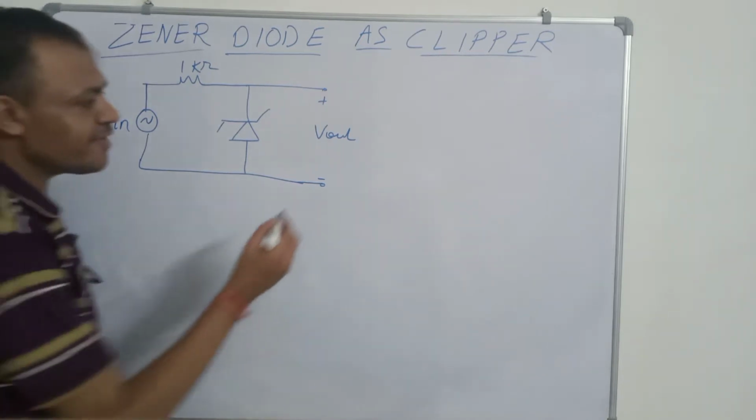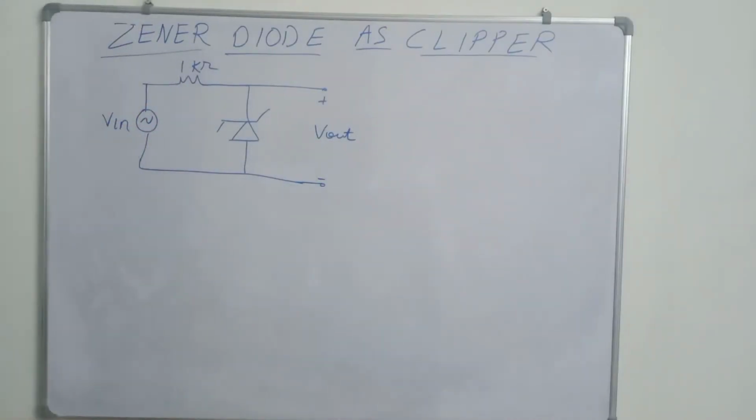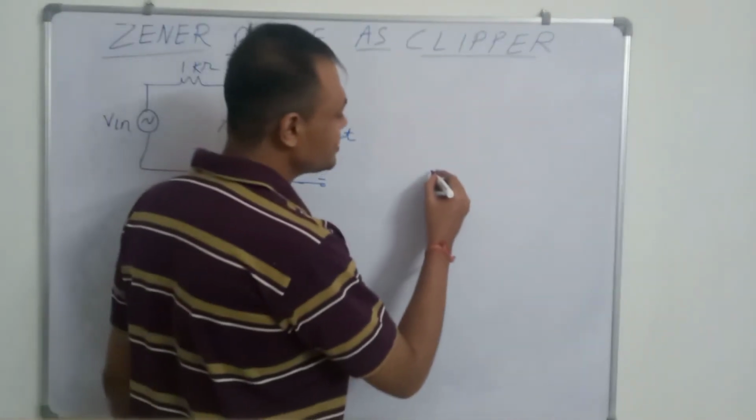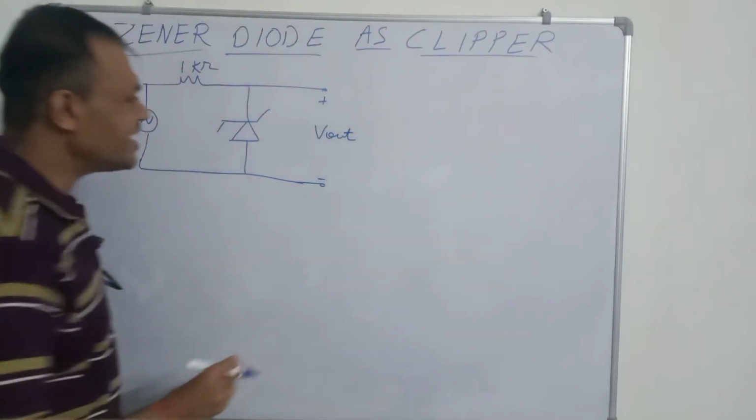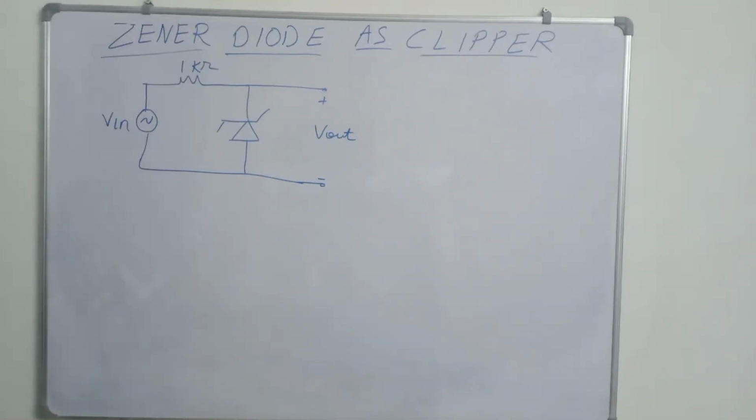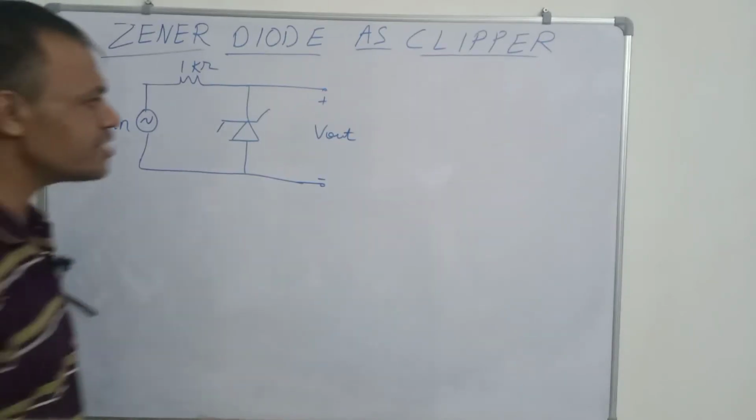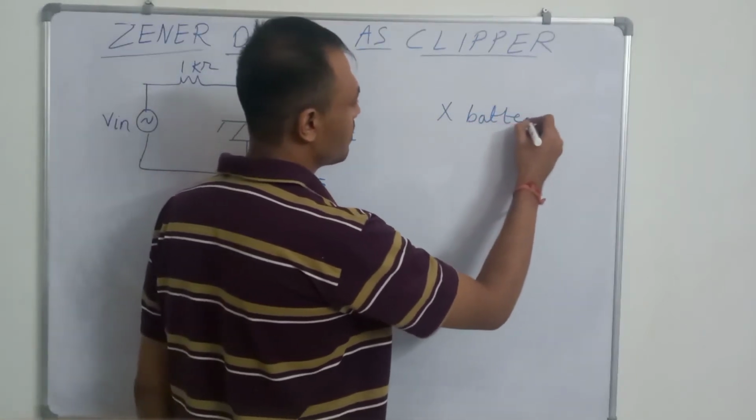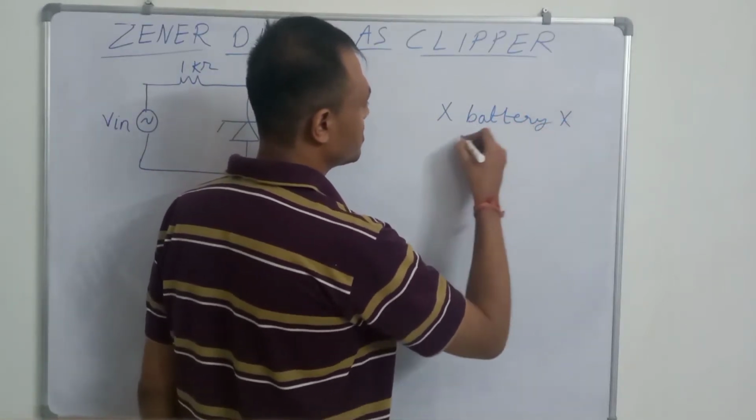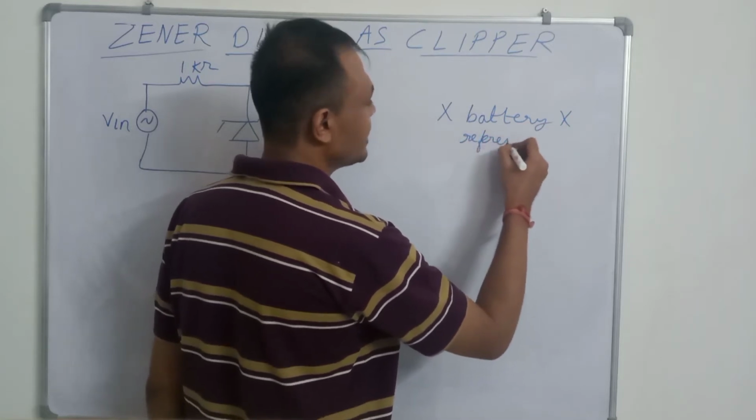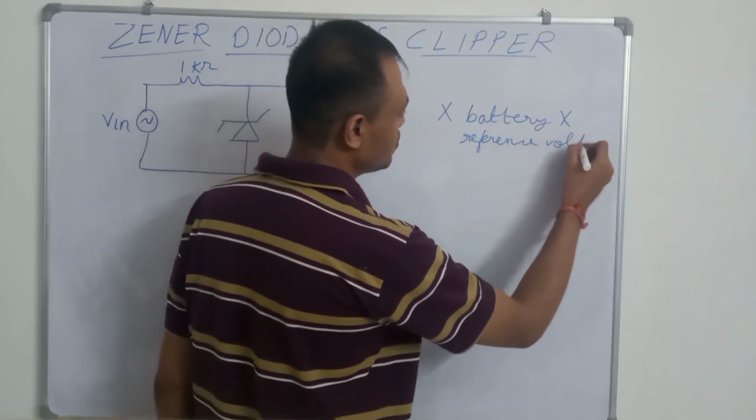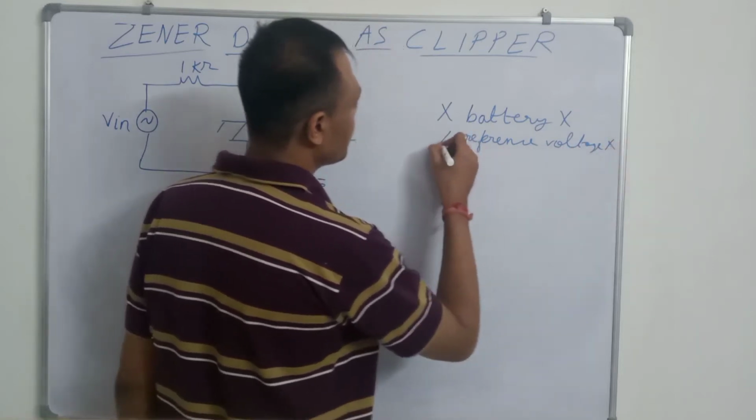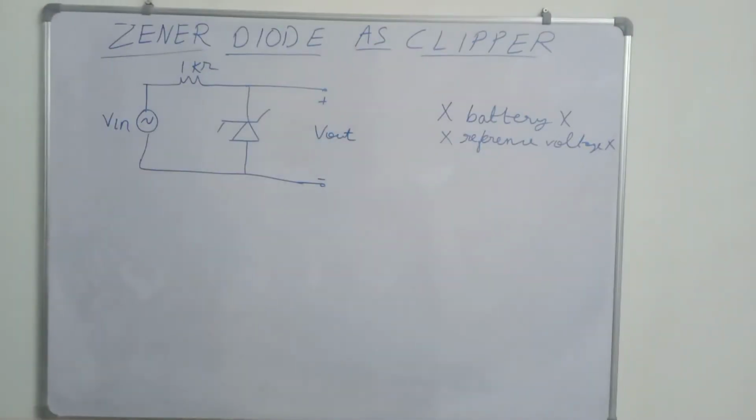Now when we use a Zener diode, we do not need a reference voltage or a battery. The advantage of using Zener diode as a clipper is that we do not need a battery as a reference voltage, because the Zener diode itself works as a reference voltage. So it saves our cost. This is the advantage of Zener diode as a clipper, that this circuit becomes very cheap.